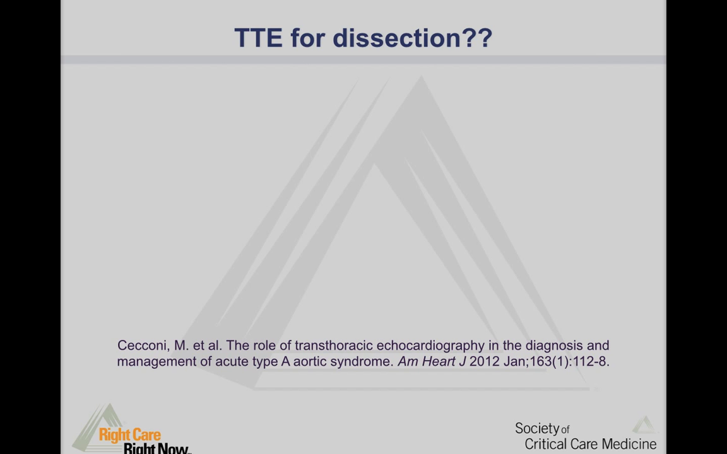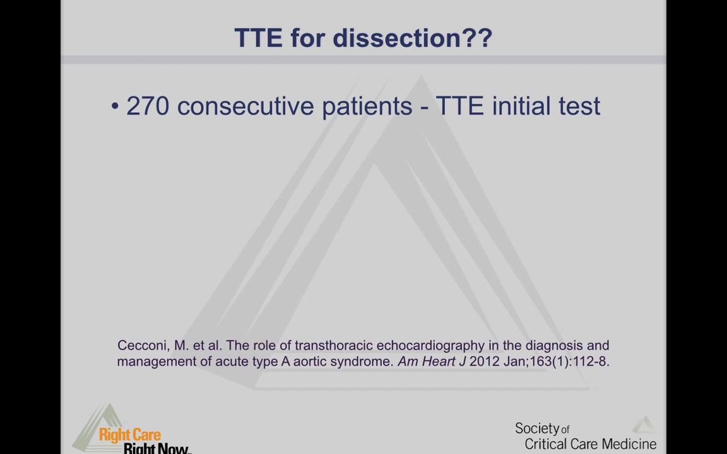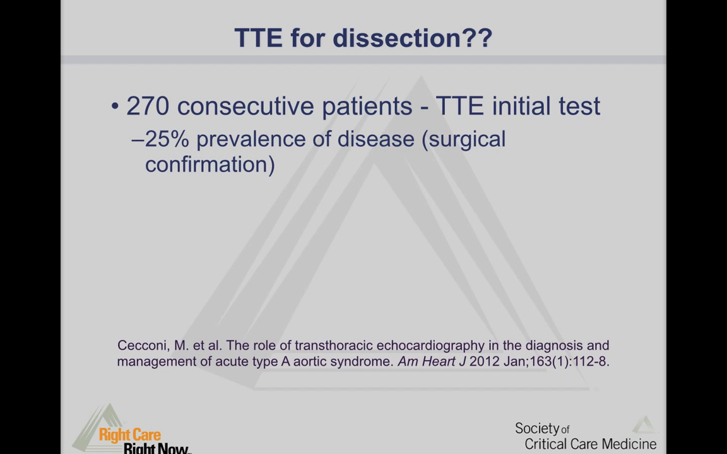How good is TTE for dissection? A study was done in the American Heart Journal in 2012 looking at this. They had 270 consecutive patients. TTE, or transthoracic echo, was the initial test. There was a 25% prevalence of disease. And these are type A dissections, so ascending dissections. That's a pretty high prevalence, and it was confirmed surgically.